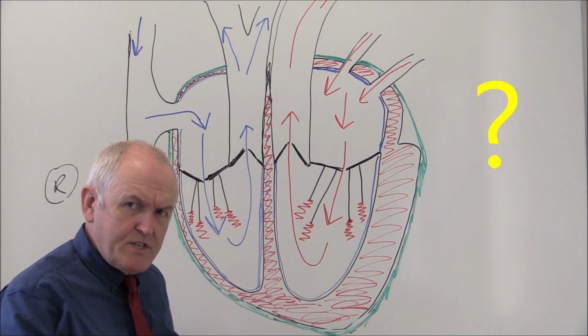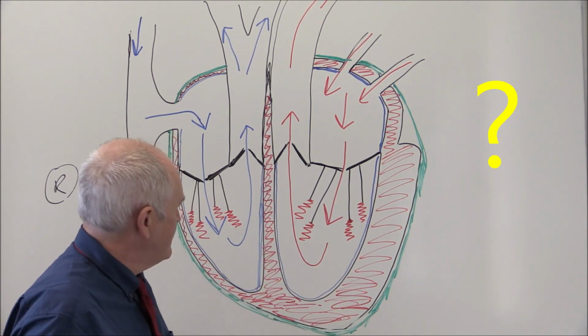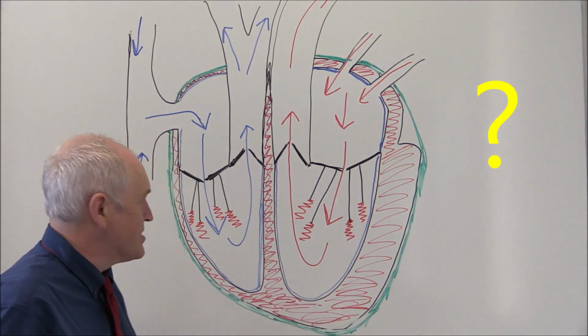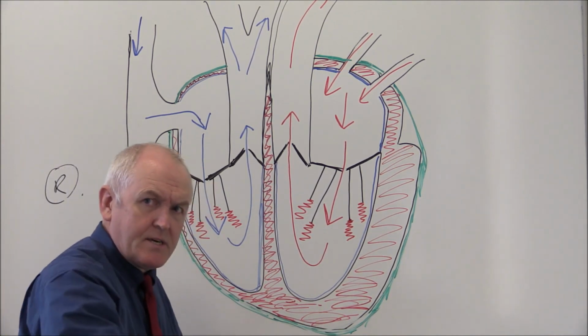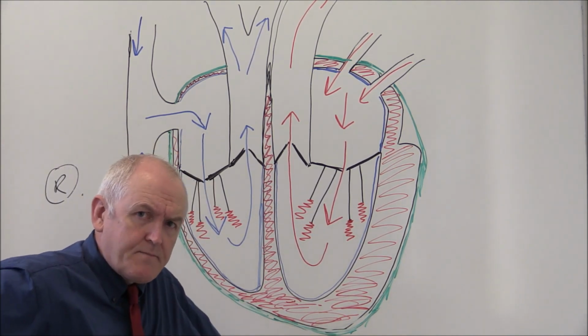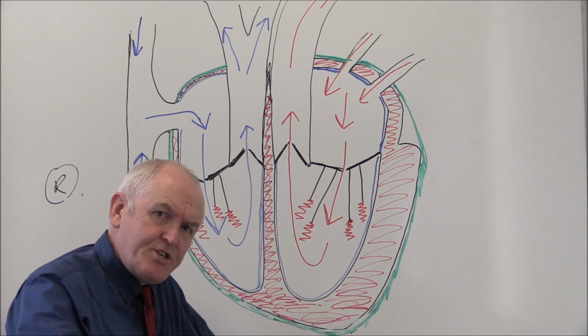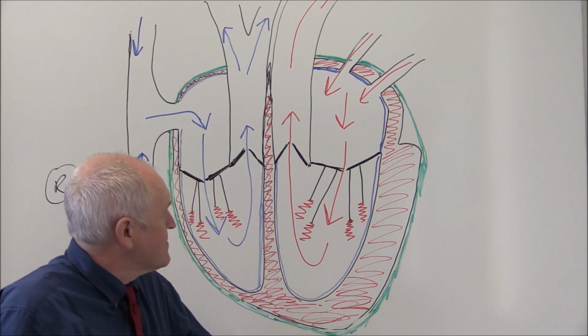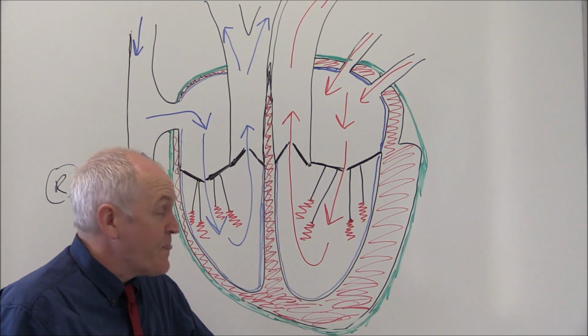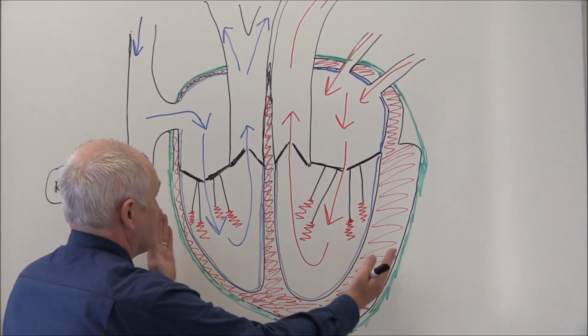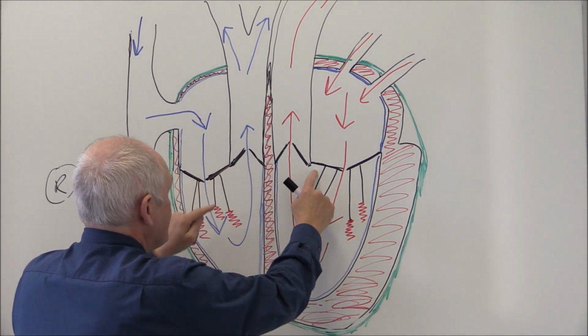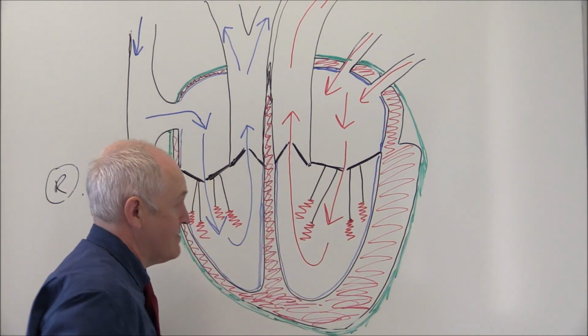Now, does it make a noise when you open a door? Well, it shouldn't, unless it's got creaky hinges. But if you slam it shut, then that makes a noise. So it's the slamming shut of the door that makes the noise. And it's the same situation here. When the ventricles contract, that's going to slam shut the mitral and the tricuspid valve.